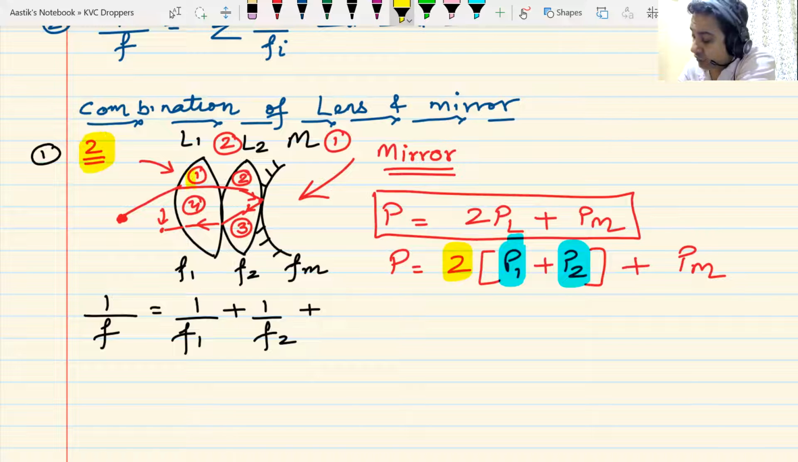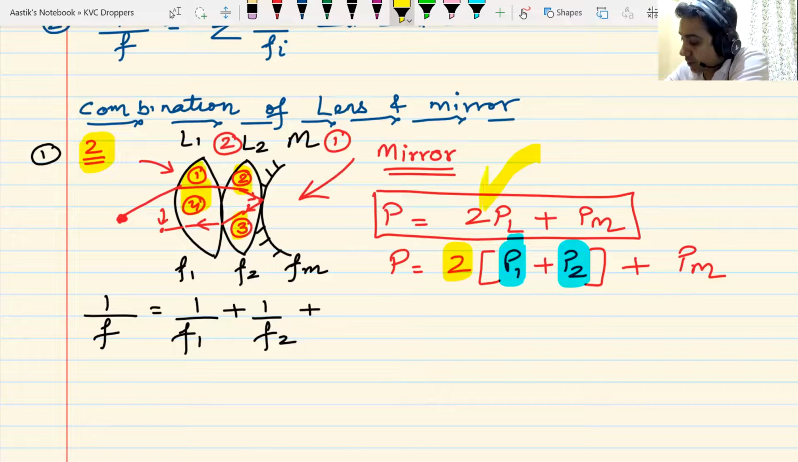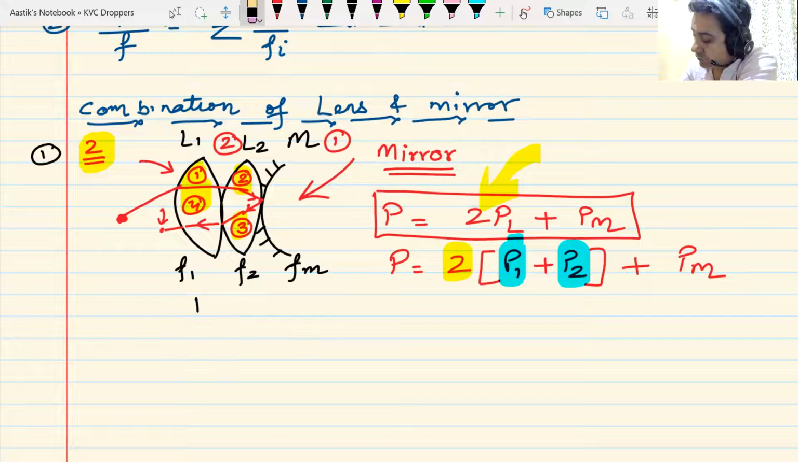Because there are two refractions from each lens, and therefore the power of each lens is multiplied by 2. So this becomes the formula for this combination. Do we understand this?